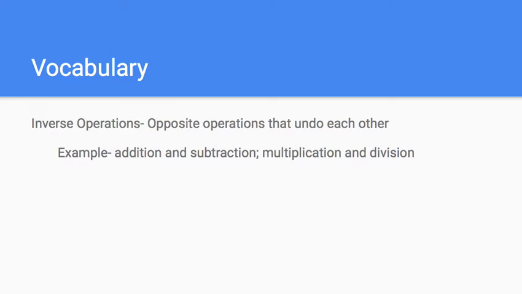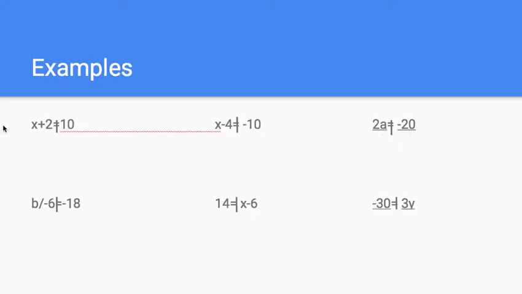For example, addition and subtraction, they're opposites. So addition will undo subtraction, subtraction will undo addition. We also have multiplication and division. So we're just going to jump in and do some examples. So here I have 6 different examples.